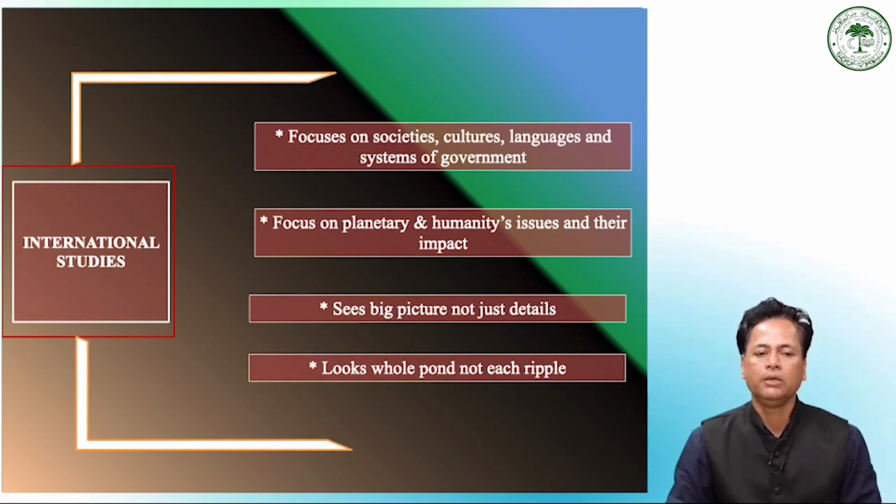Their focus is not limited, rather they focus on planetary and humanity issues and their impact on the globe. So basically they are talking not just about the states and states' interactions with non-state entities. Rather, they are talking of the humanity, they are talking of the globe, they are talking of the whole planet. They also see the big picture, not just the details. If something is happening, they not only go through why it is happening, rather they look at the big picture, they analyze the big picture, they consider the big picture. But for the scholars of international studies, they will not just look at the ripple, rather they will look at the whole pond. So that differentiates international relations and international studies from each other.